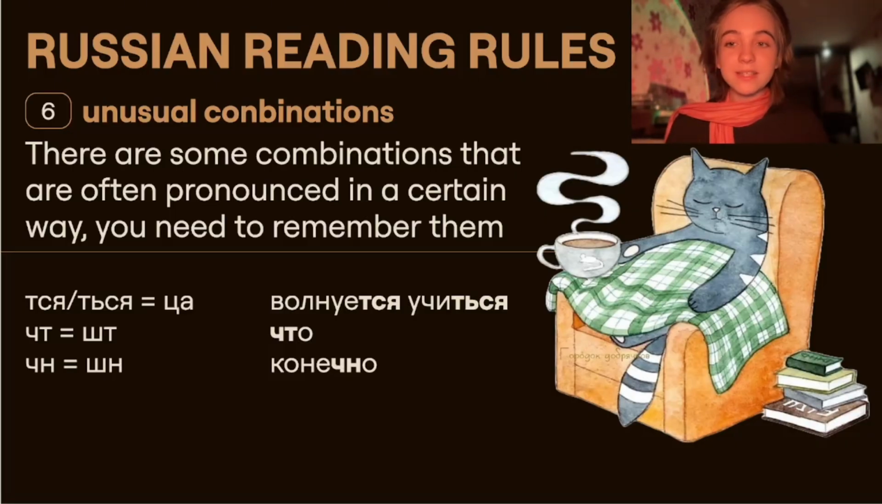The next example is when cht is pronounced as sht. The very popular example is the word что. And the last combination is chn, which is often pronounced as shn. For example, конечно. Sometimes people say конечно, but it has an ironical meaning. But конечно is the correct way to pronounce this word.